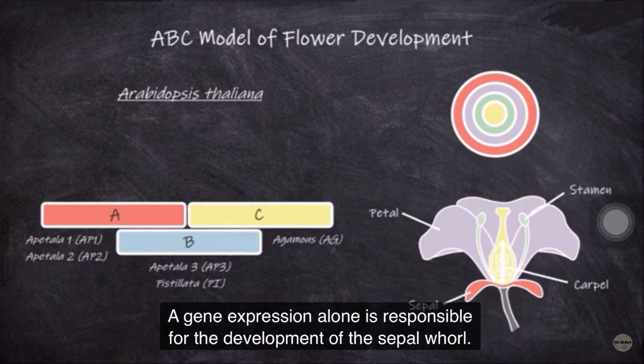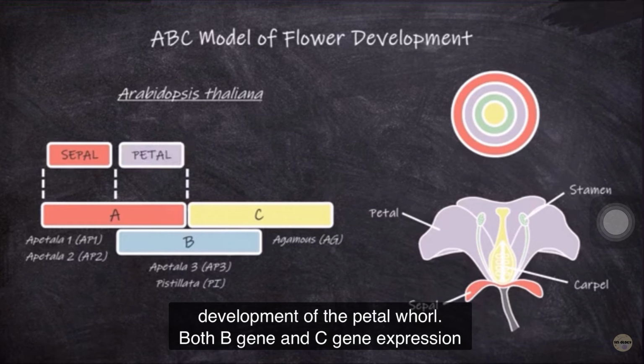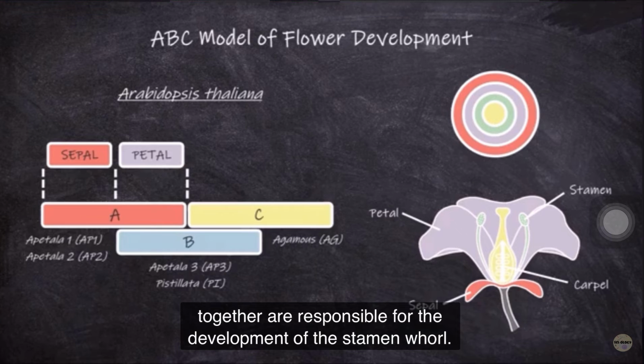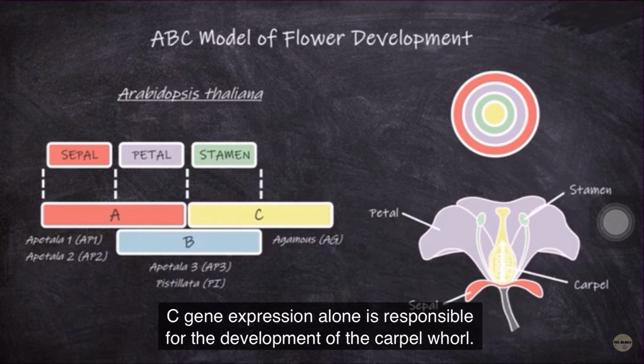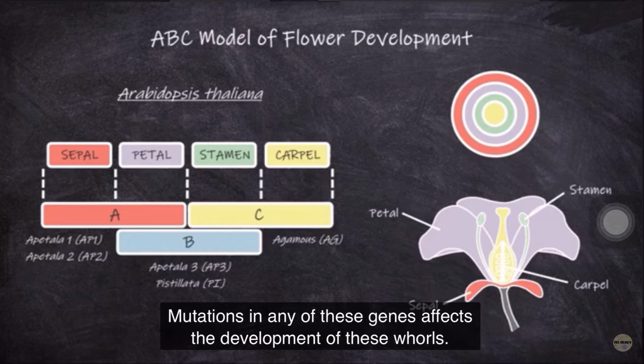A gene expression alone is responsible for the development of the sepal whorl. Both A gene and B gene expression together are responsible for the development of the petal whorl. Both B gene and C gene expression together are responsible for the development of the stamen whorl. C gene expression alone is responsible for the development of the carpel whorl. Mutations in any of these genes affect the development of these whorls.